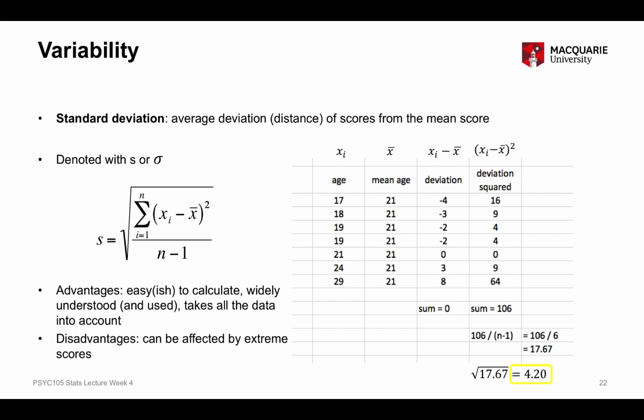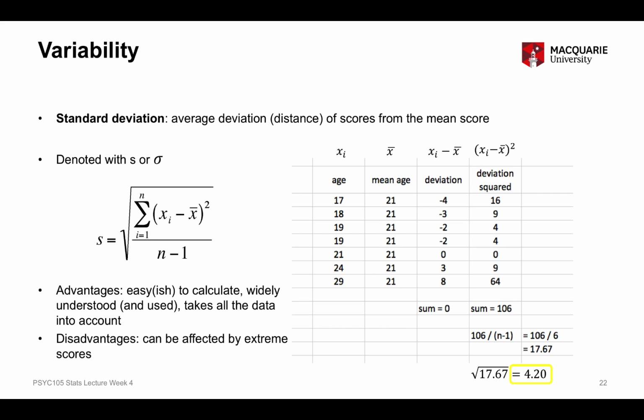Standard deviation is also hugely well understood. It's more common than the variance actually in terms of what papers report or in terms of what people report to summarise data. So it's relatively easy. Again, you might disagree with me on that, but it's relatively easy to calculate, and again, it takes all the data into account. Same as the variance, one of the disadvantages is that it can be affected by extreme scores because it's taking all of the data into account.